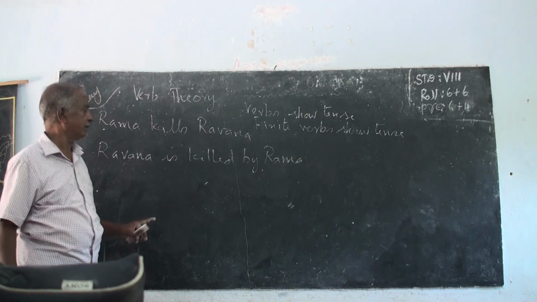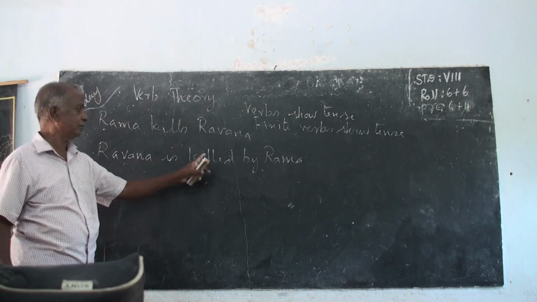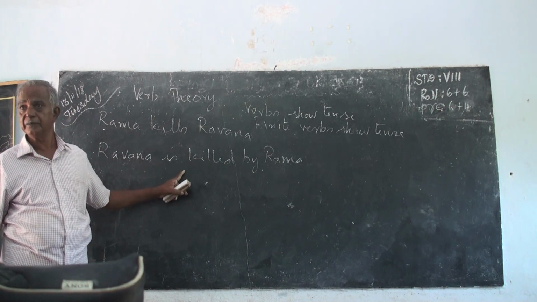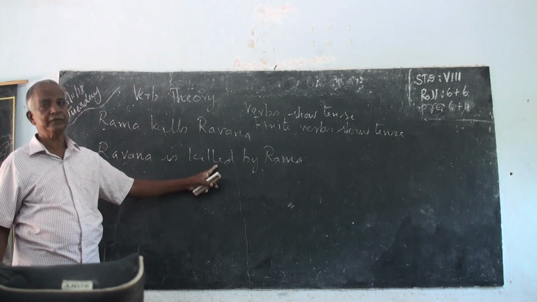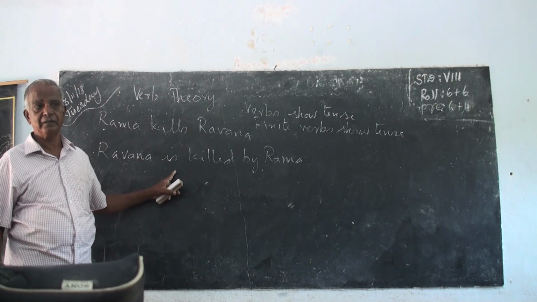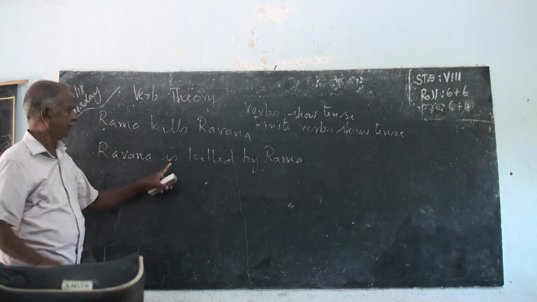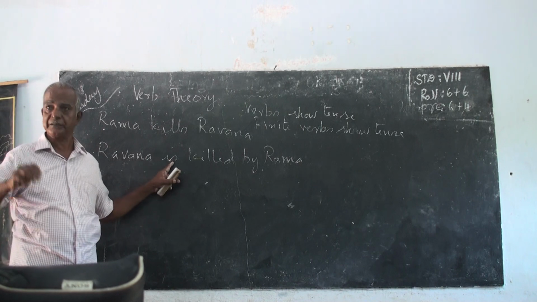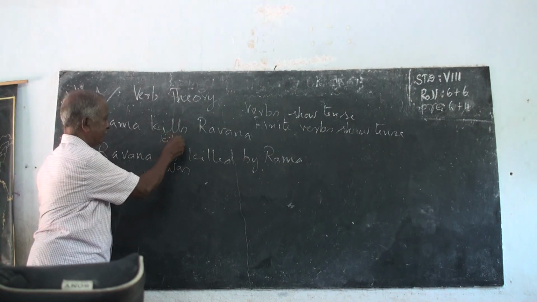Ravana is killed by Rama. Ravana was killed by Rama. So, this killed remains as such. The supporting verb changes. Here the main verb does not change in tense, but the supporting verb is changing tense. Can you understand this? Yes. Is will change into was. Kills can change into killed.